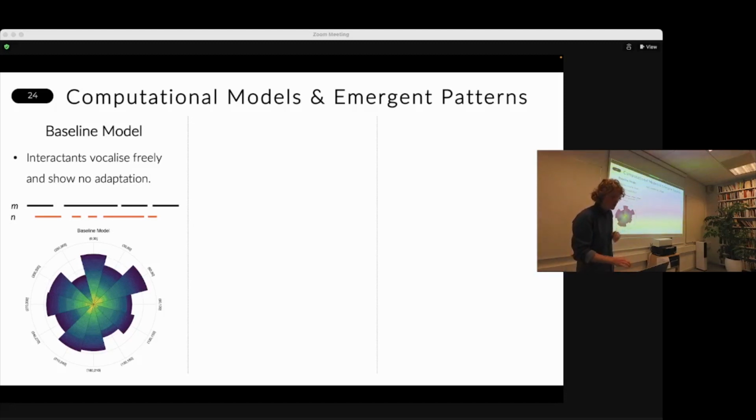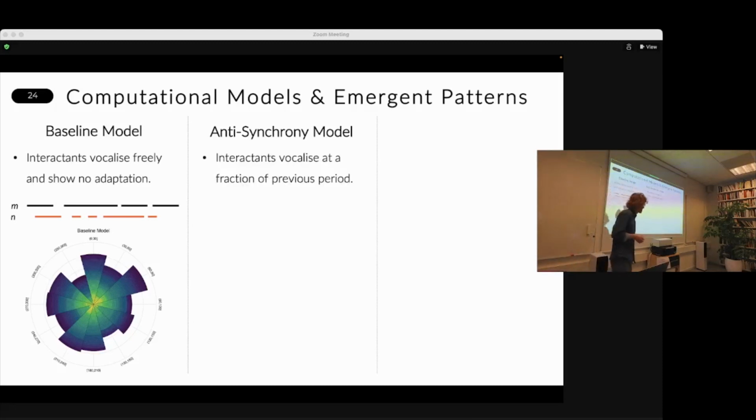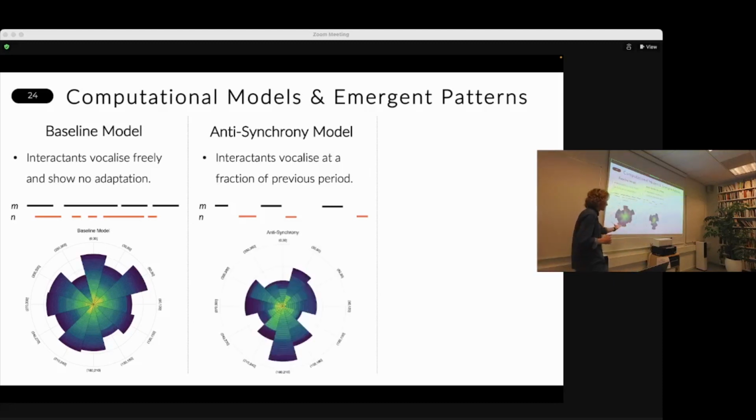Okay. So if we then look at something like the anti-synchrony model, which has been proposed in seal pups, where one of the interactants, the seal pup, is trying to vocalize at the halfway point between the previous period, the previous latency of the other seal's period. So they're always trying to hit in between when the other seal is vocalizing, and we see a pattern like this.